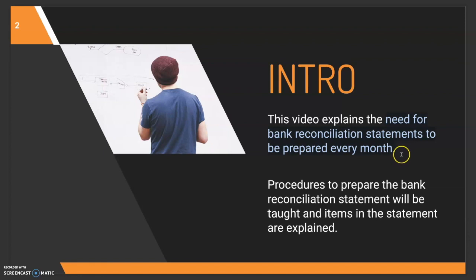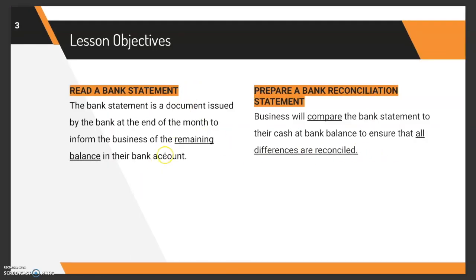Alright, so the two lesson objectives. Before we can begin, we must of course learn how to read the bank statement. It is usually given at the end of the month to summarize all the transactions and also inform us of the balance that is in the bank account. And unfortunately, it is going to be different from the one that the accountant prepared in the cash at bank account. So the business, upon receiving this statement, will want to compare and ensure that all differences are reconciled before they put the accurate amount in their balance sheet.